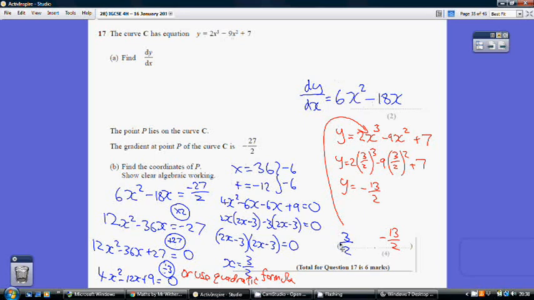Now, to work out the y value, I've got to substitute this x value back into the curve. Be ever so careful not to substitute it back into the differential. It's a common mistake. So substitute it back into the original curve. So it's 2 lots of 1.5 cubed minus 9 lots of 1.5 squared plus 7, which gives us minus 13 over 2, which is minus 6.5.